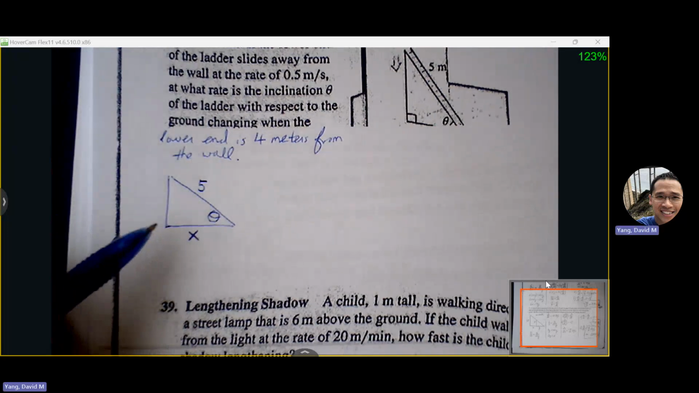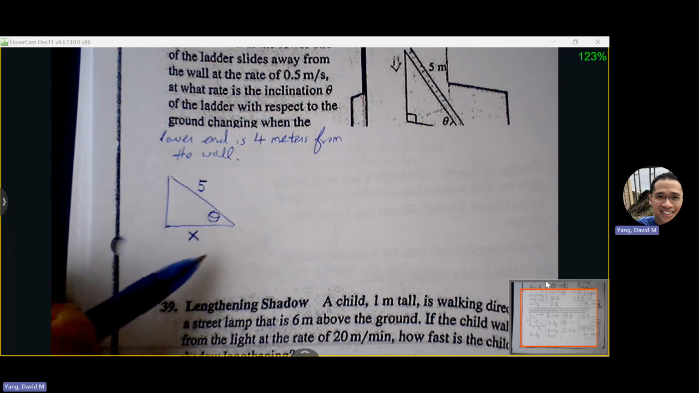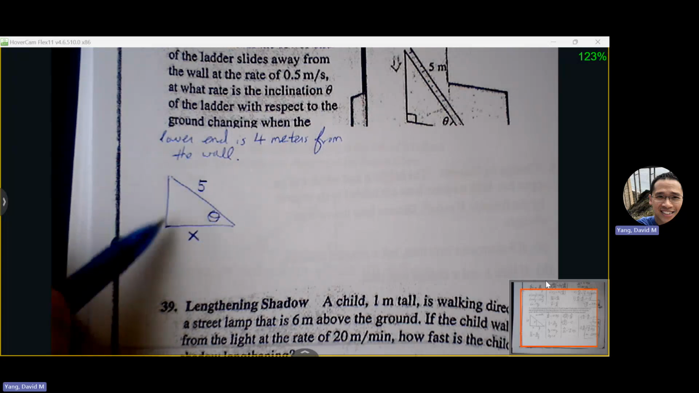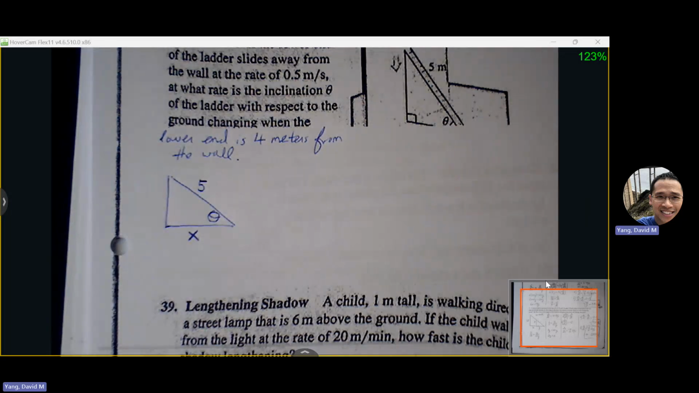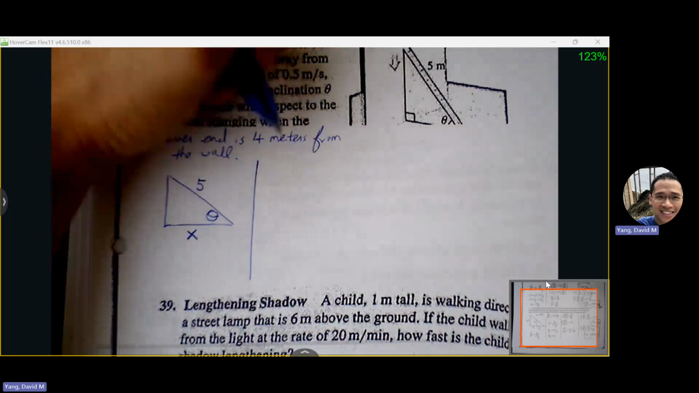And also, we want to target the information or value that we have information about. So we don't have any information about the y component. We do have information about the x. So your first setup is trying to create a trig equation that relates the two sides and the theta. So what trig equation will allow us to hit theta, x, and 5? Good. So that's our starting equation.